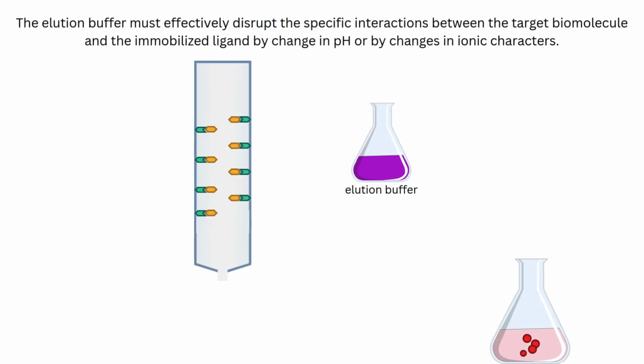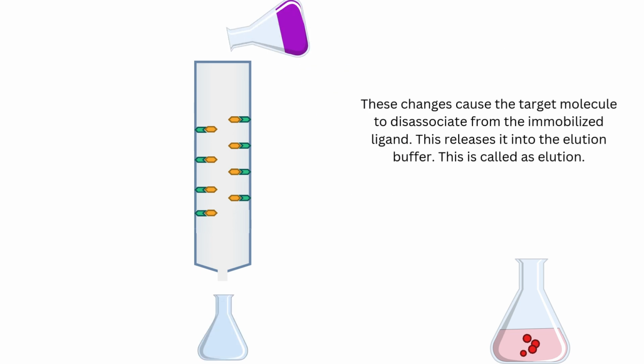Next, an elution buffer is added. The elution buffer must effectively disrupt the specific interactions between the target biomolecule and the immobilized ligand by change in pH or by changes in ionic character. These changes cause the target molecule to dissociate from the immobilized ligand. This releases it into the elution buffer. This is called elution.